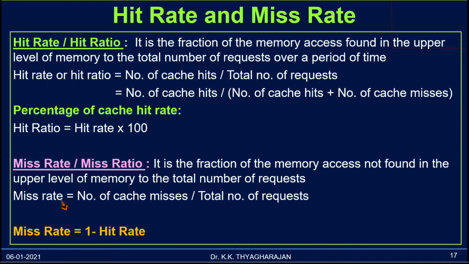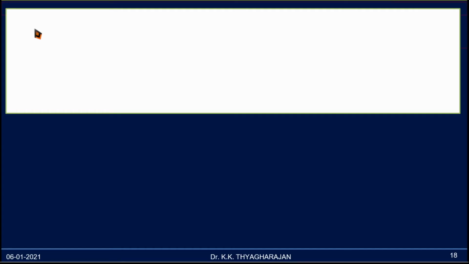The miss rate is calculated as the ratio between the number of cache misses to the number of requests. You should also remember that if the hit ratio is 0.8, then miss ratio will be 0.2. That means the miss rate is equal to 1 minus hit rate, or you can say that the hit rate is equal to 1 minus miss rate. Now let us solve some problems in hit rate and miss rate.